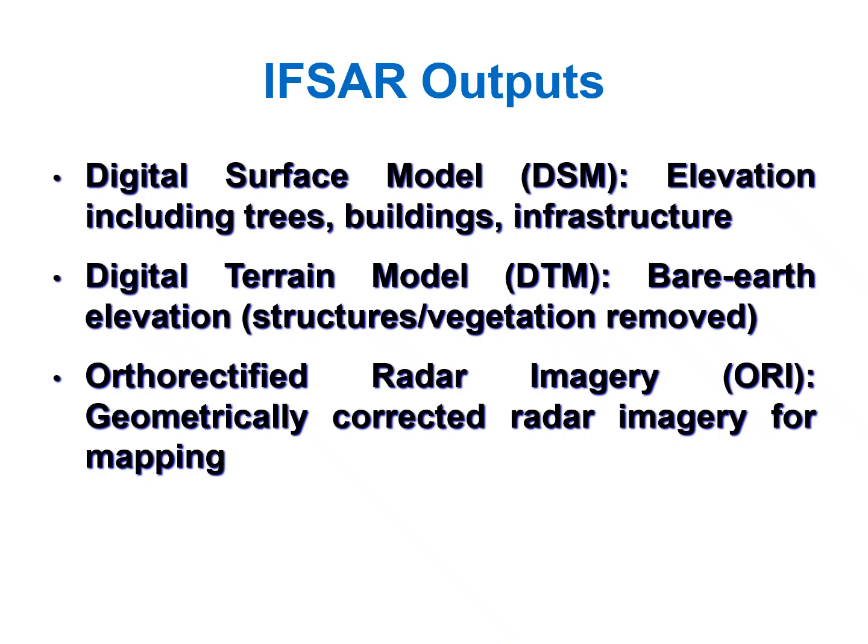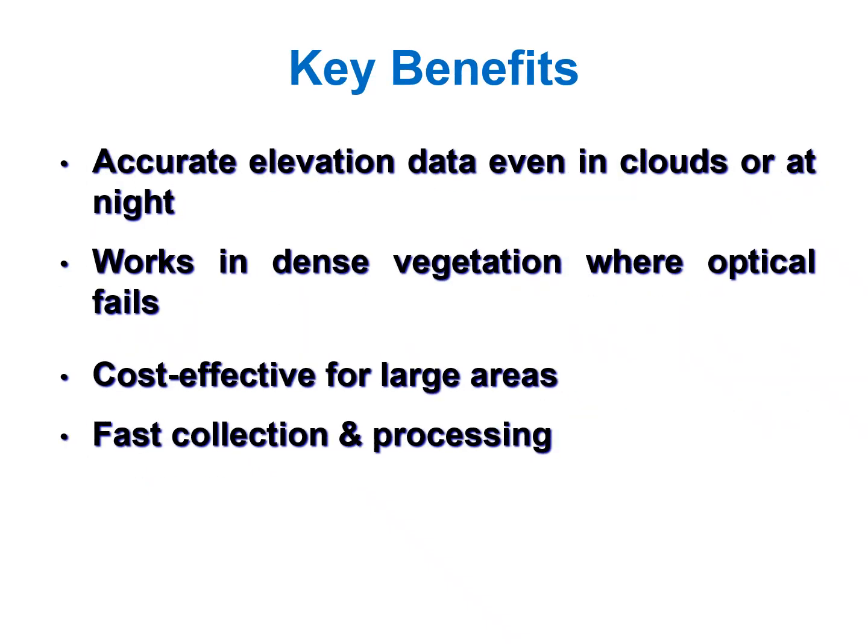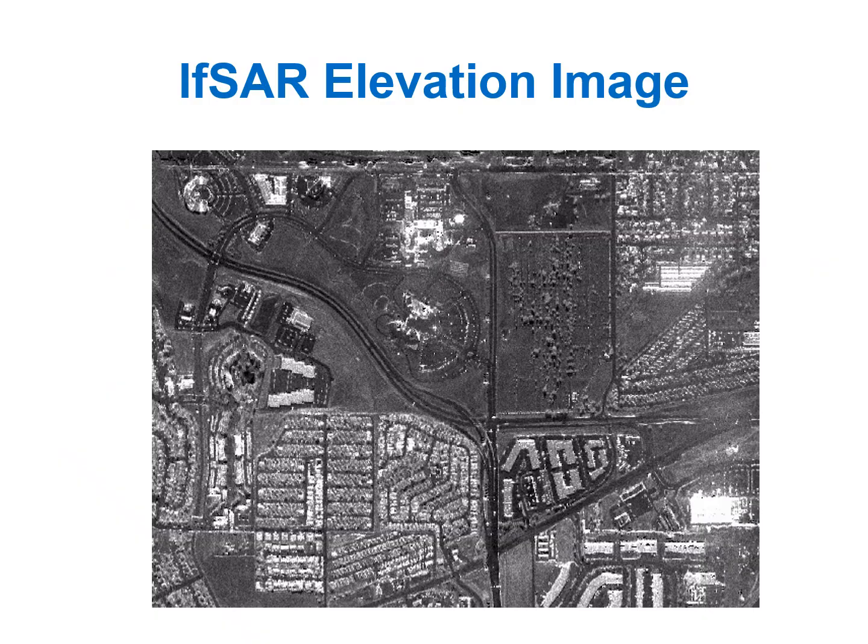IFSAR outputs. Digital surface model, the DSM: elevation including trees, buildings, infrastructure. Digital terrain model, DTM: bare earth elevation, structures and vegetation removed. Orthorectified radar imagery, ORI: geometrically corrected radar imagery for mapping. Key benefits. Accurate elevation data, even in clouds or at night. Works in dense vegetation or optical fields. Cost effective for large areas. Fast collection and processing. This is an IFSAR elevation image.